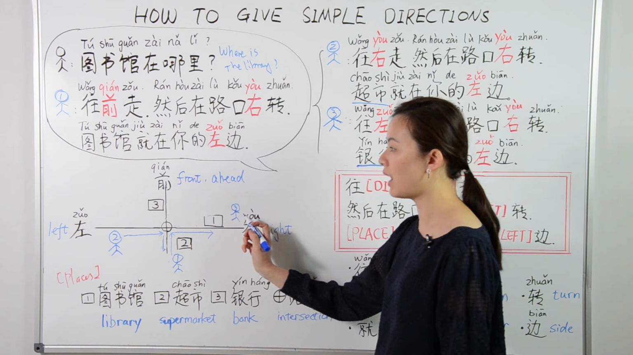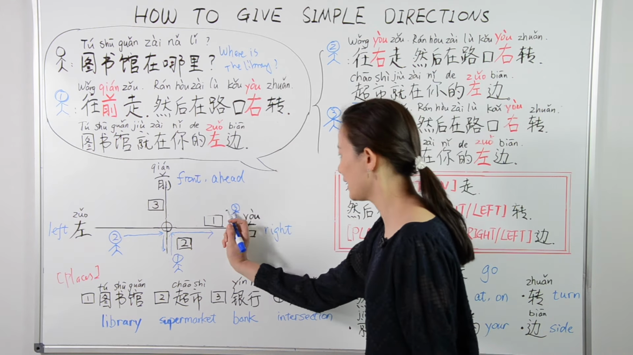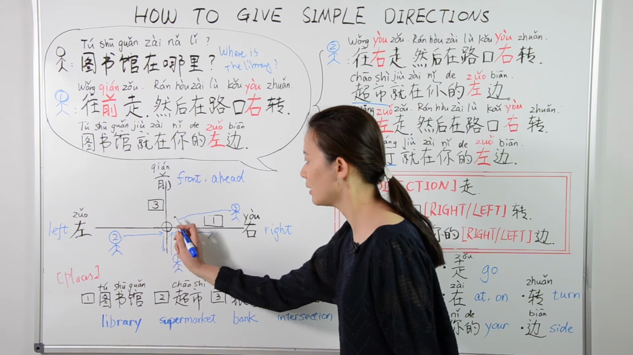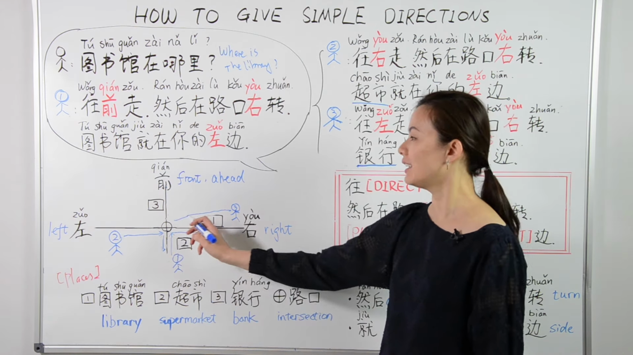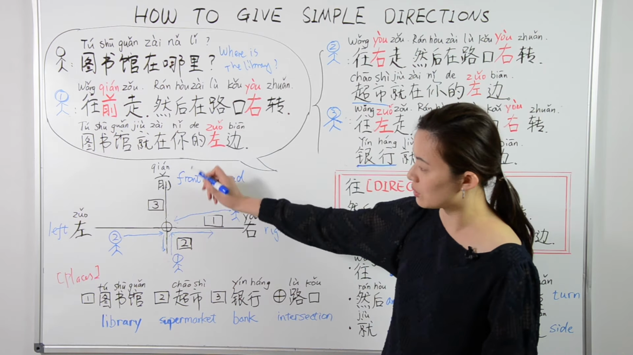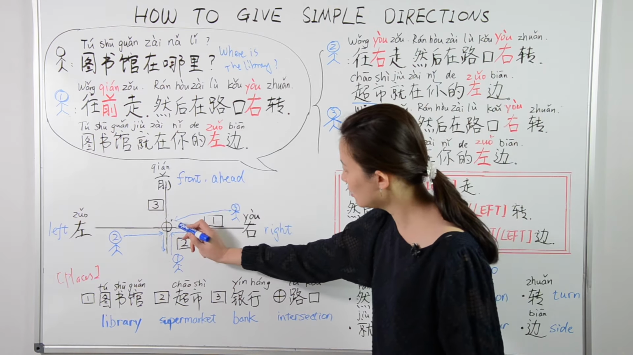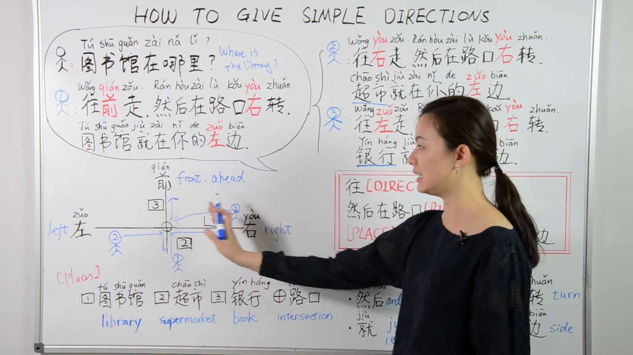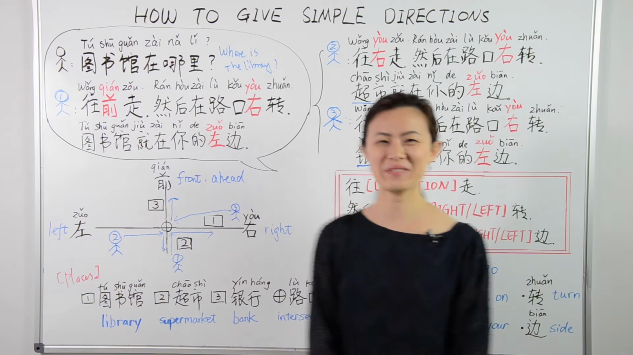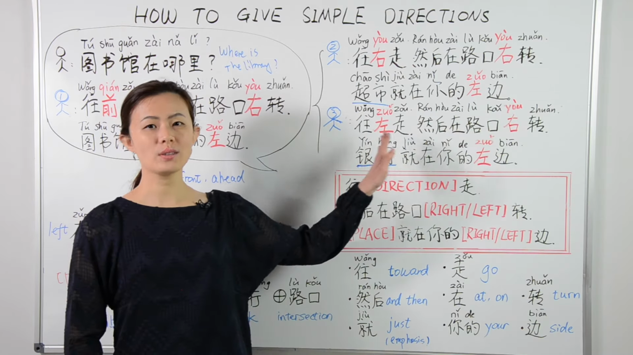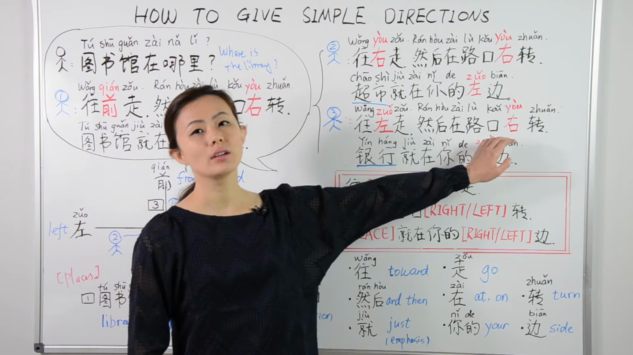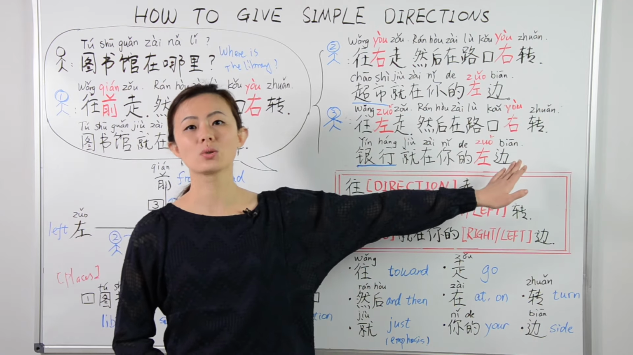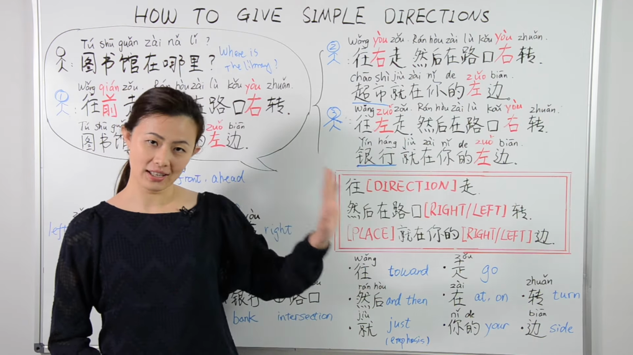First step, 往左走, he needs to go left. Okay, 往左走, and he will also get to the intersection 路口. 然后在路口, he needs to turn right. 然后在路口右转, and 银行就在你的左边. Okay, so all together. 往左走, go left. 然后在路口右转, and then turn right at the intersection. 银行就在你的左边. The bank is just on your left side.